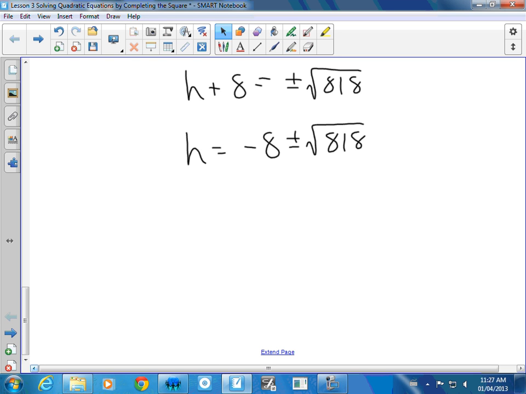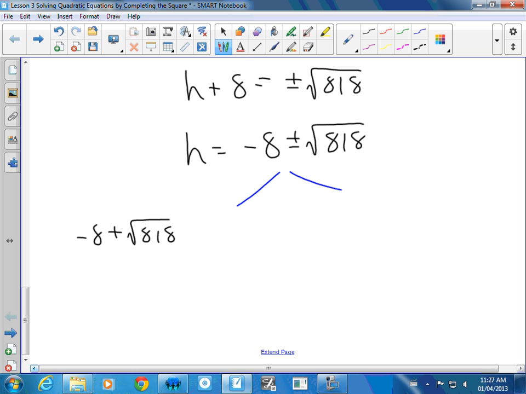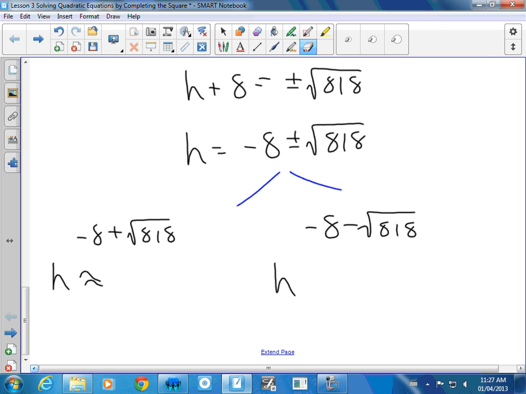So let's actually figure this out decimal-wise because we want to actually see what the numbers are. There's two possible answers. One of them is negative 8 plus the square root of 818, and one of them is negative 8 minus the square root of 818. Okay, grab your calculator and give me those two to one decimal place. Hang on. So the plus one, this one here, is 20.6. I think this is inches as the units we're in.